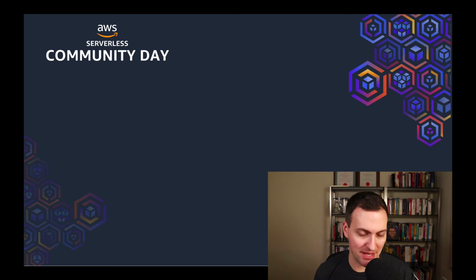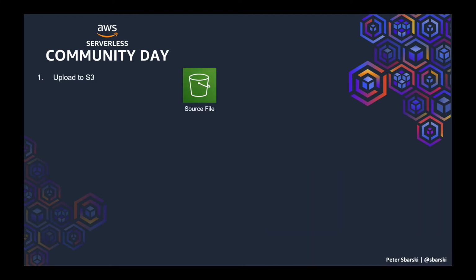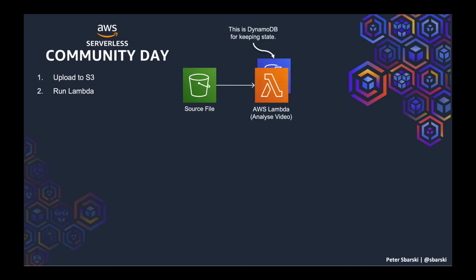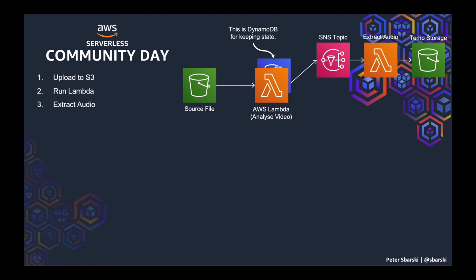So here are the main steps. First, you upload a video file to S3. Easy enough. That kicks off a Lambda function that analyzes the file and figures out how to split it up based on keyframes. The analyze video function sends an event to an SNS topic that invokes an extract audio function that, as you have already guessed, extracts and saves the audio file to an S3 bucket.